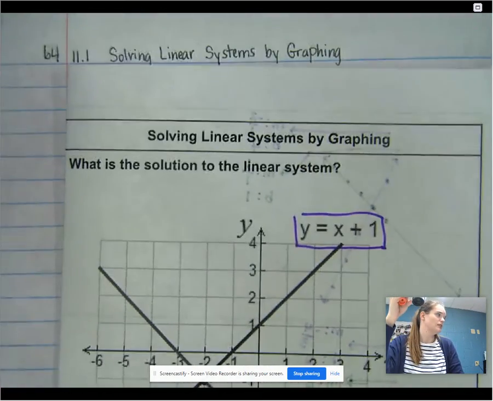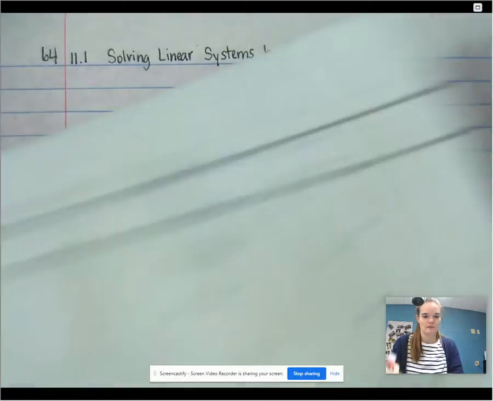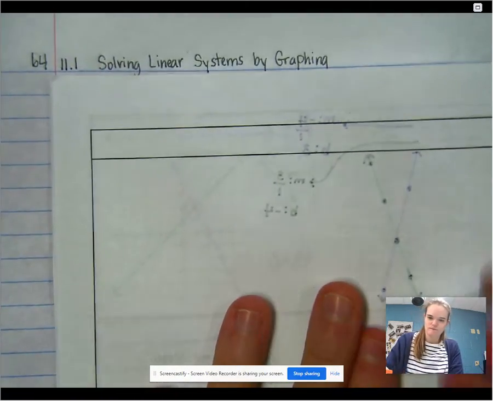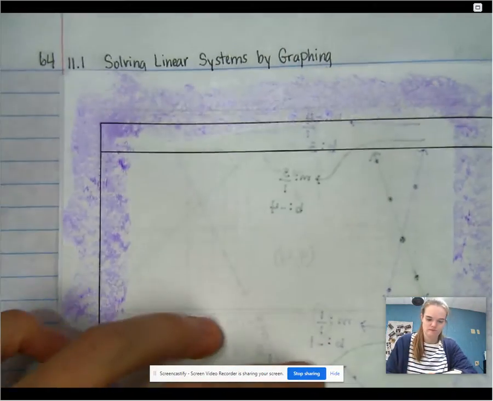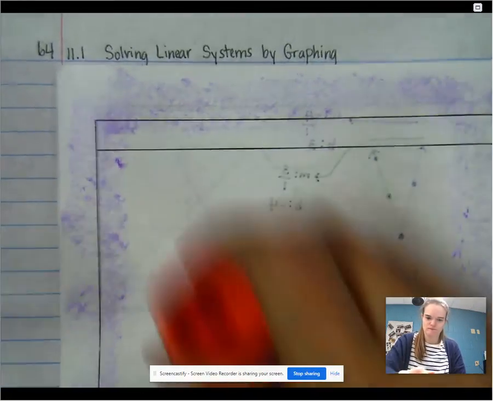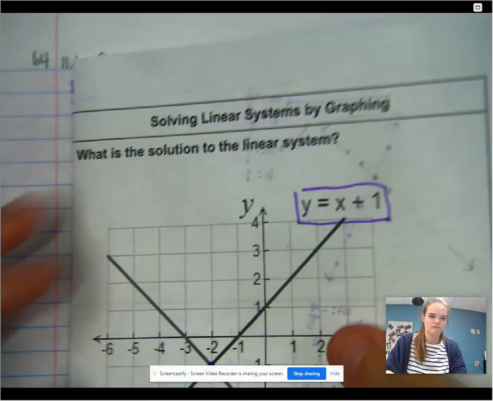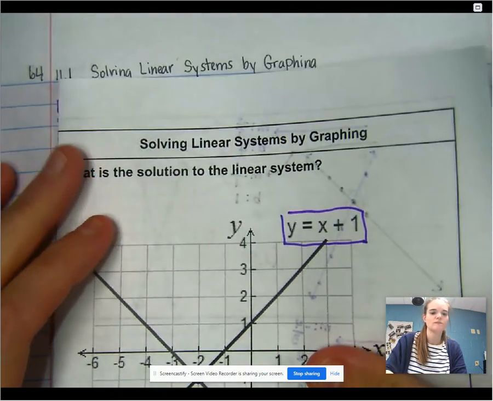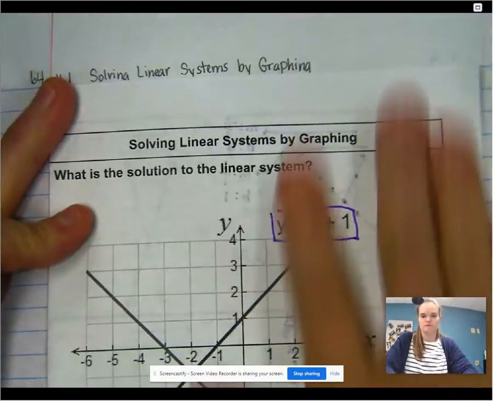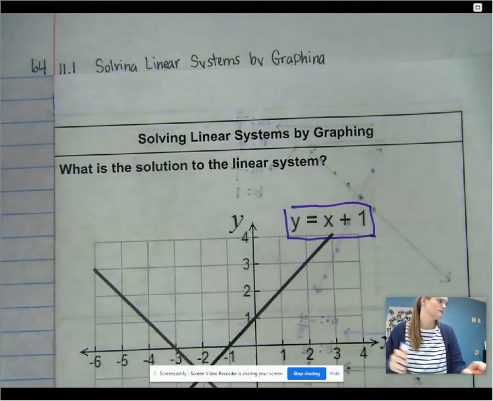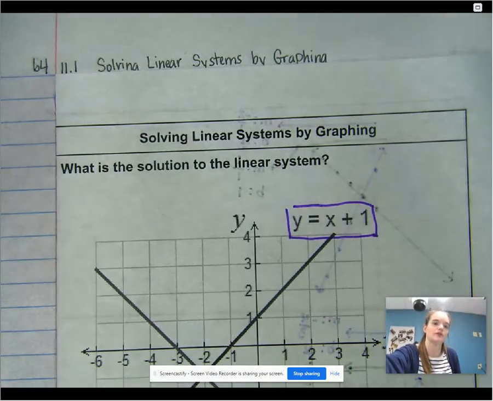There's the title in case you didn't get it. Keep moving my camera on accident there.